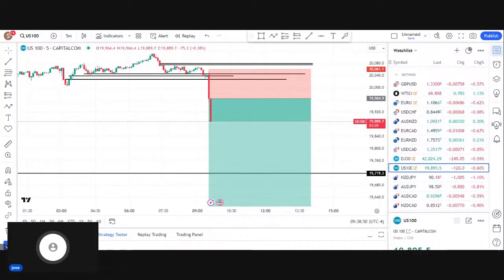Oh yes, there's also some news at 9:45. We might see big moves in the next 15 to 30 minutes. A lot of big moves, a lot of volatility.